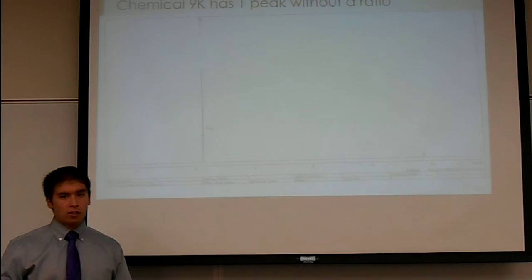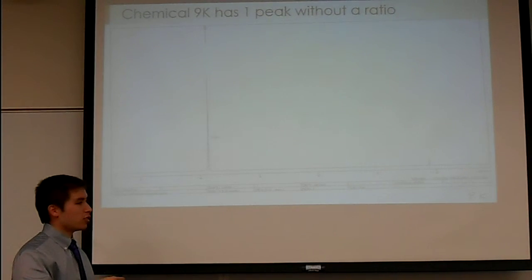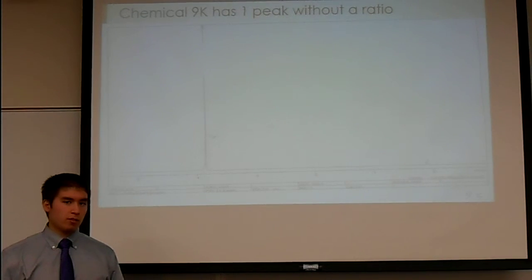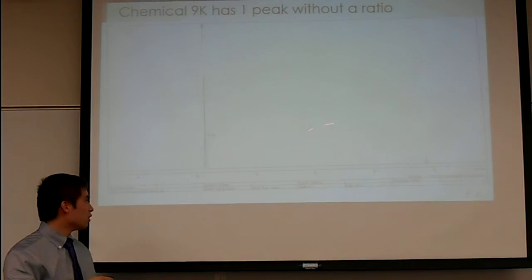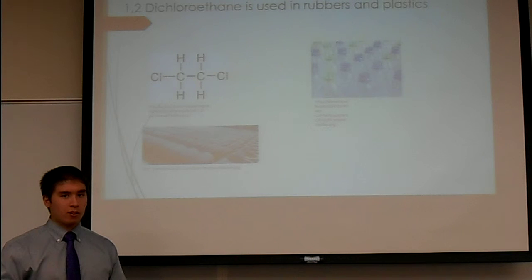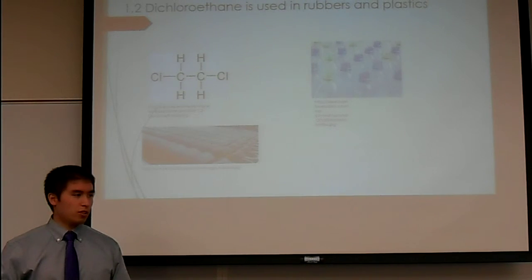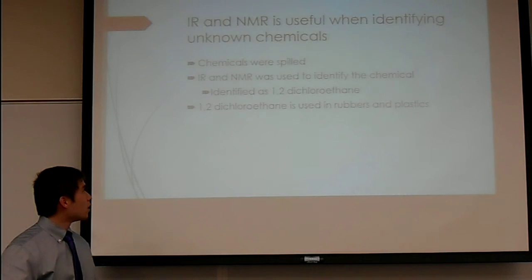Now to look at the NMR, as you can see, there's only one peak which measures 1.0, so that means there's only one kind of hydrogen atom. And since there are no other peaks over here, there is no ratio. So then this narrows it down to the compound of 1,2-dichloroethane. And some applications it is used in are some rubbers as well as plastics.